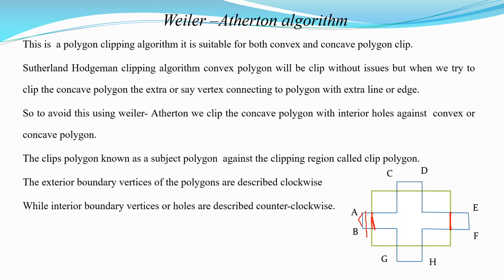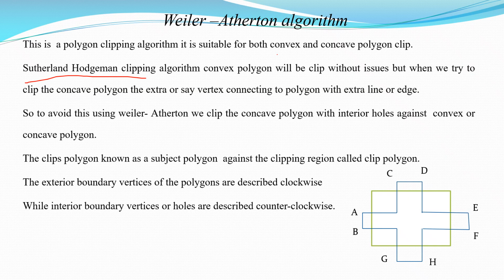To avoid this, we use the Weiler-Atherton algorithm. How Weiler-Atherton overcomes this effect, we will see in this video. Okay. So this is a drawback or limitation of Sutherland-Hodgman clipping, and it is suitable for convex polygons. What is convex? The polygon which appears within the window. This is your polygon and it comes within the clipping window; that is convex.